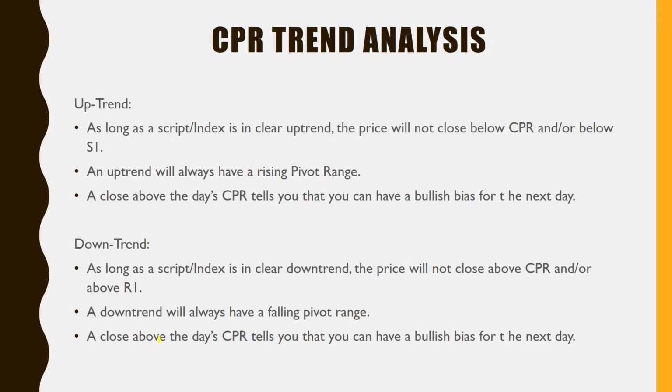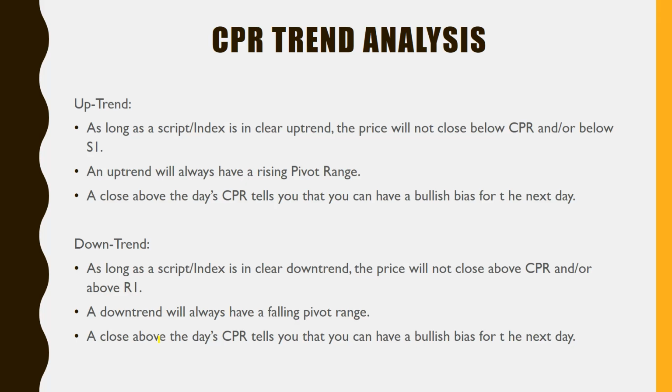CPR trend analysis. Central pivot range can also help us understand where the stock is going. As long as the script or index is in a clear uptrend, the price will not close above CPR or below S1. An uptrend will always have a rising pivot range, and a close above day CPR tells you that you can have a bullish bias for the next day.